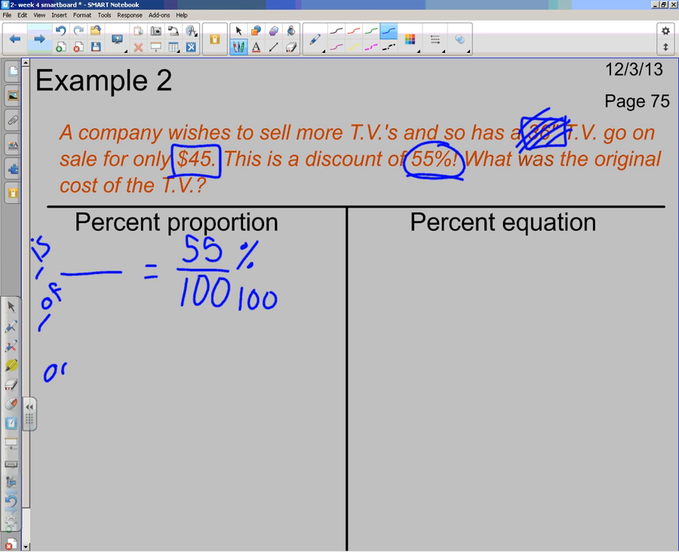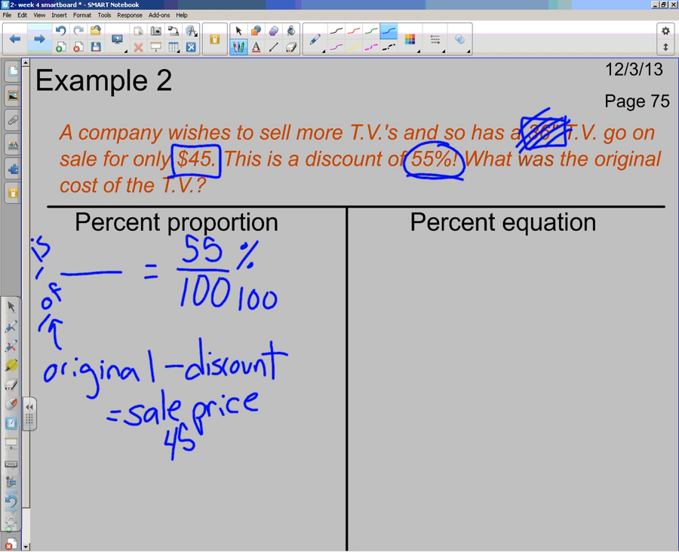So I have the original cost, which is what should go in this "of" category, and then I subtract my discount, how many dollars I'm taking off, and that's going to equal my sale price. I know that my sale price is $45, but I don't know the original cost, and I don't know the discount dollar amount, do I? I just know that it's a 55% discount. This makes setting up the proportion a little bit tricky, but watch what I can do.